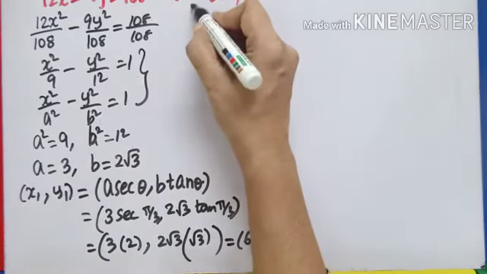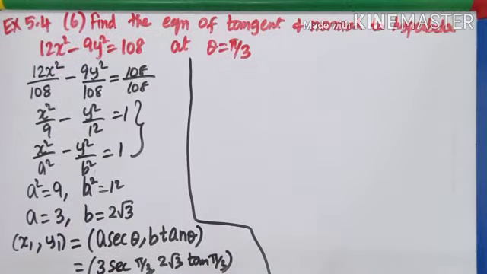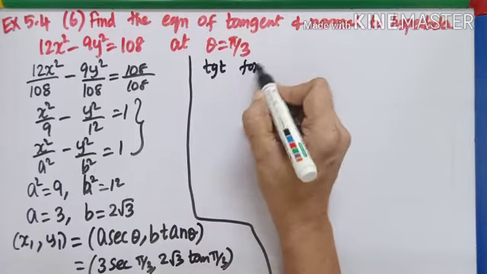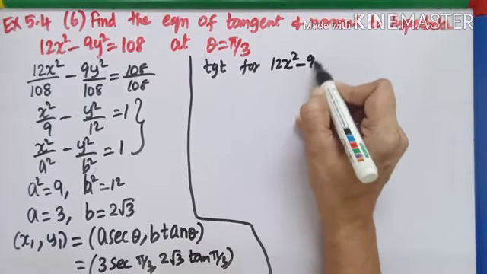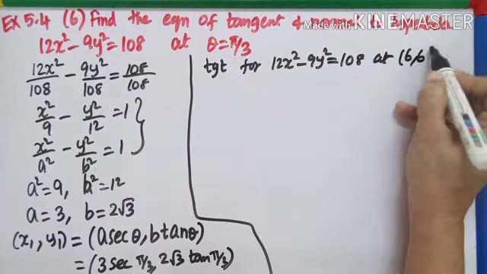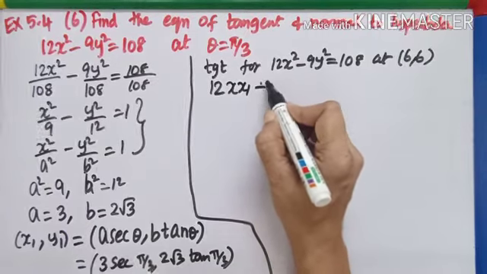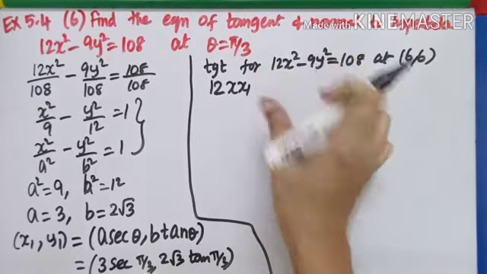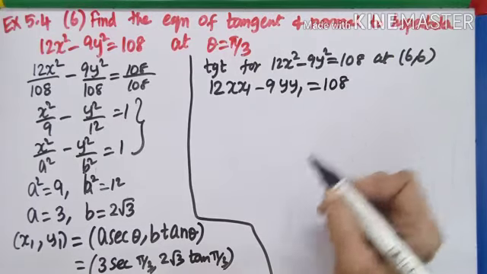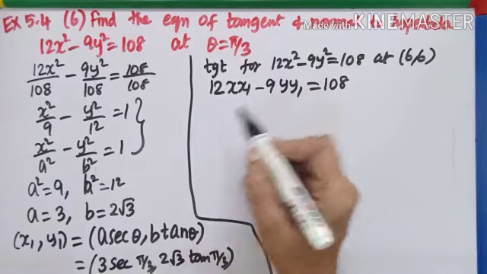Once I know the point 6 comma 6, how to write the tangent? Tangent for 12x square minus 9y square equal to 108 at 6 comma 6 is 12. x square becomes xx1, minus 9 y square becomes yy1, constant as it is. Wherever x1, y1 are coming, put 6 comma 6.